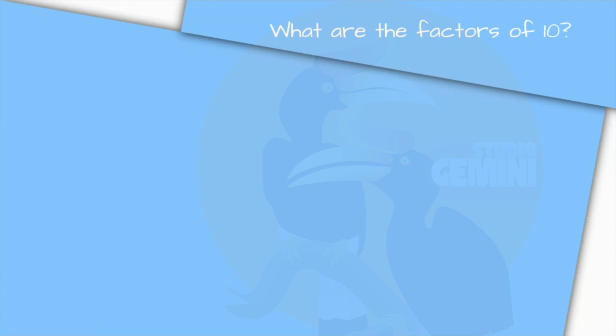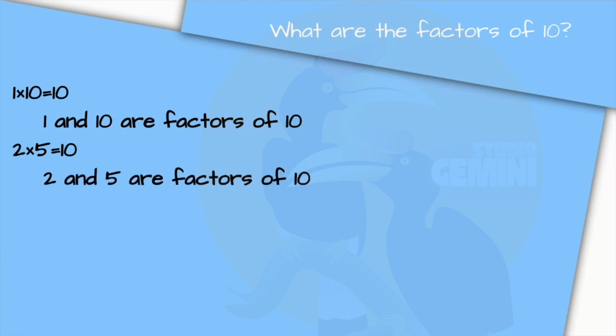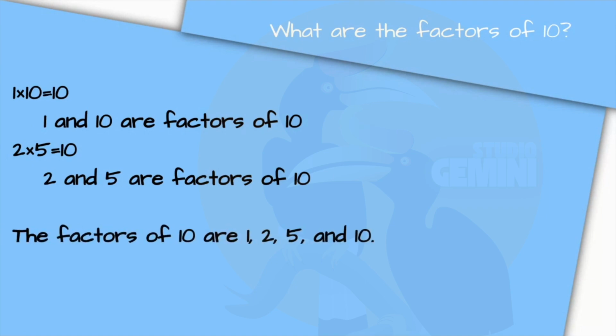To begin, 1 times 10 equals 10, so 1 and 10 are factors of 10. Also, 2 times 5 equals 10, so 2 and 5 are factors of 10. Now, to go back to the initial question, what are the factors of 10? I can list the factors that I have identified here in order from least to greatest. Therefore, the factors of 10 are 1, 2, 5, and 10.